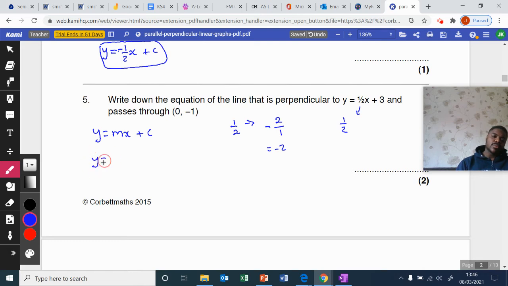So we have y equals minus 2x plus c. And because it goes through the point (0, minus 1), well, that's on the y-axis, so it's actually telling us the y-intercept is minus 1. So that becomes y equals minus 2x minus 1. This is our final answer. Let's go through another example.